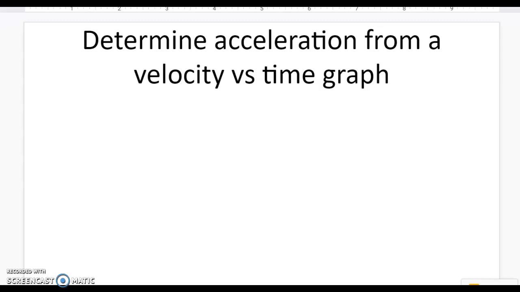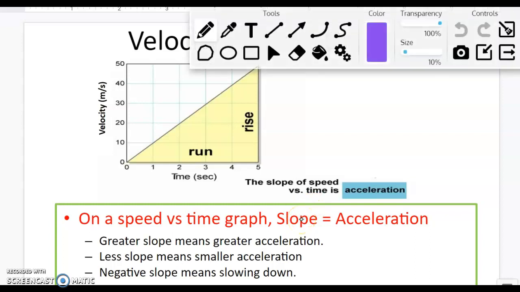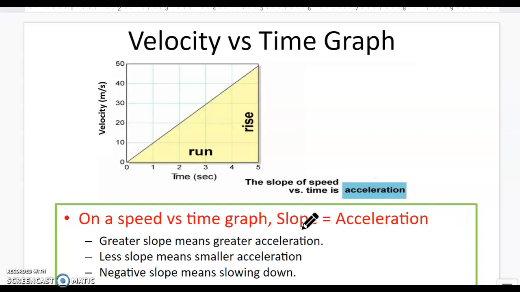Hey physics peeps, we're going to determine acceleration from a velocity versus time graph, or speed versus time graph, however you like to say it. On a velocity versus time graph, acceleration is equal to the slope. And we can find slope by using y2 minus y1 over x2 minus x1.